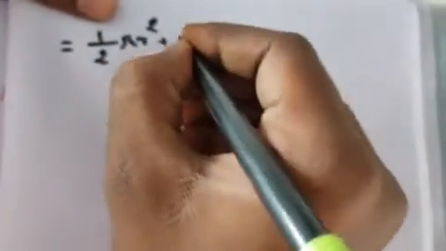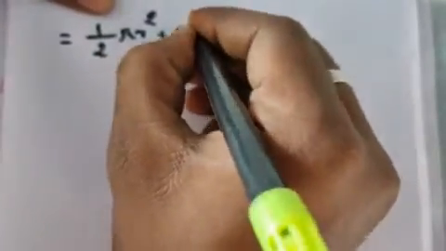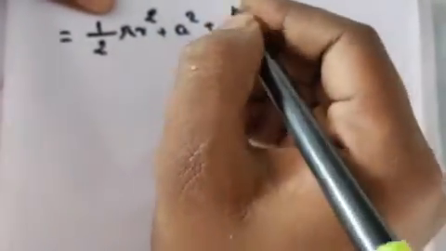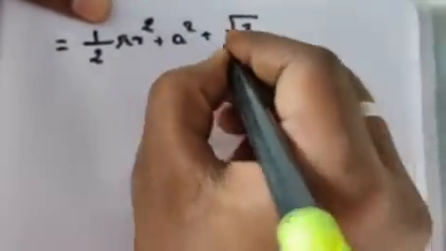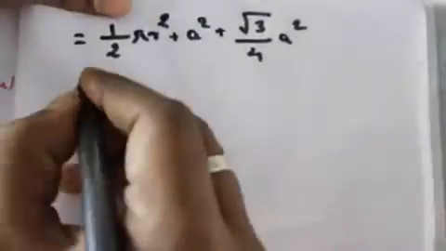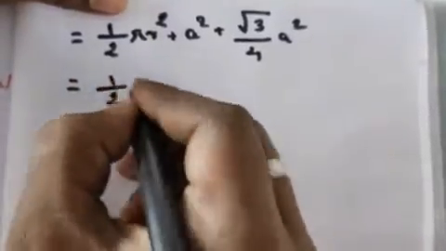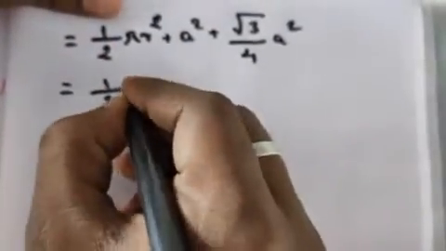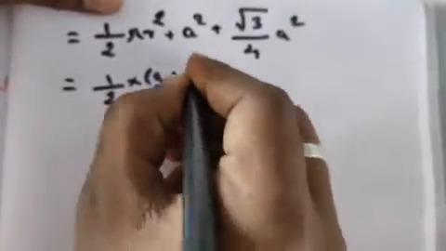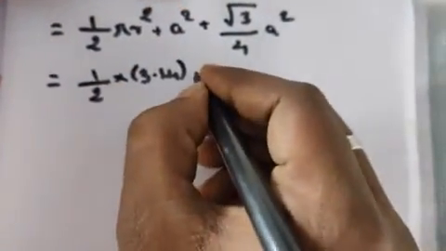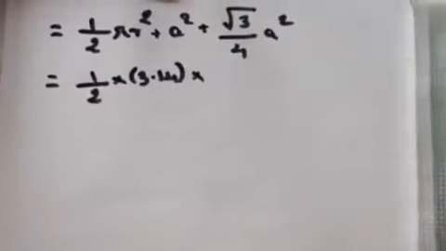What is the area of semicircle formula? The formula is half pi r square. Then plus area of square formula is a square, plus the area of equilateral triangle formula is root 3 by 4 into a square. Now apply the values. 1 by 2. What is the value of pi? The value of pi is 3.14. What is the value of r here? The value of r is 2.5.